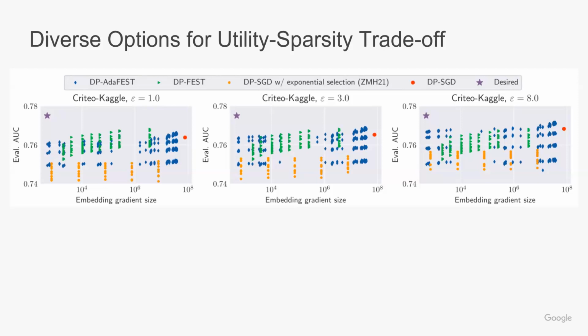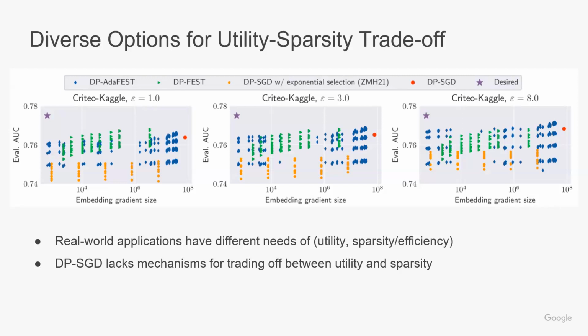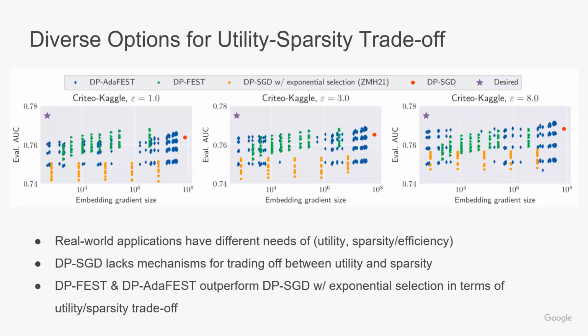Here, each figure has gradient size as the x-axis and model utility as the y-axis. In real-world applications, the decision to prioritize utility or gradient sparsity, which is a key factor for the efficiency of large embedding models, usually depends on the task and available computation resources. However, it can be very hard for DP-SGD to control the sparsity because it doesn't provide a mechanism to tune the sparsity. But all the evaluated methods shown here, DP-AdaFast, DP-Fast, and also the previous approach, provide a way to tune the sparsity. Our approaches, DP-Fast and AdaFast, outperform the previous work, DP-SGD with exponential selection, in terms of the utility and sparsity trade-off.